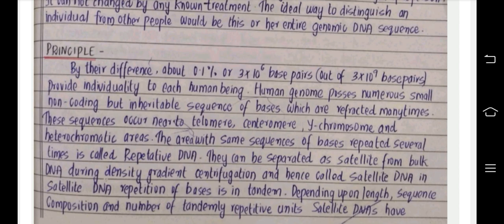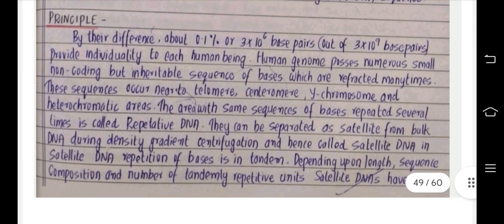The human genome possesses numerous small non-coding but inheritable sequences of bases which are repeated many times. These sequences occur near the telomere, centromere, Y chromosome, and heterochromatic areas. The areas where sequences of bases repeat several times are called repetitive DNA. They can be separated as satellites from bulk DNA during density gradient centrifugation and hence are called satellite DNA. In satellite DNA, repetition of bases is in tandem.